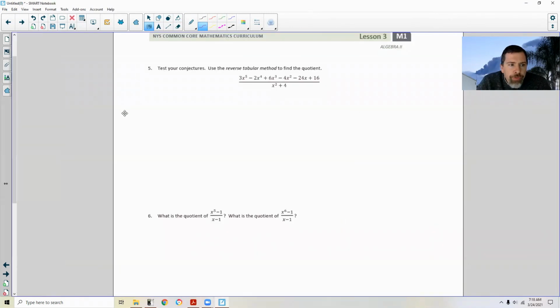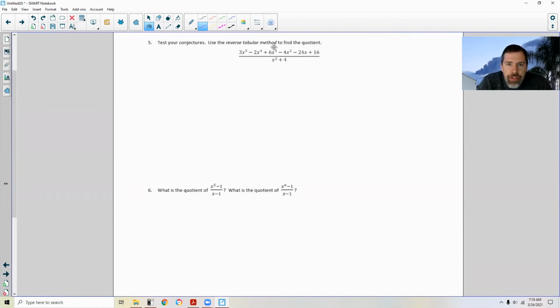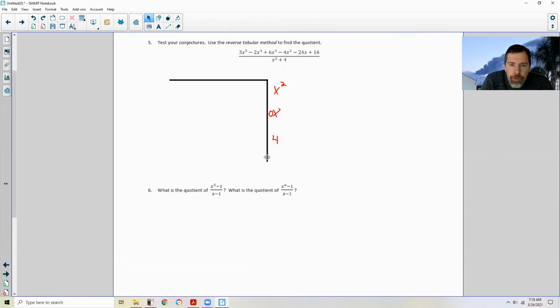All right, page 3. This is page 3. Now it says to test your conjecture. Use the reverse tabular method to find the quotient. So again, we're going to do this one more time, actually 2 more times. Anyway, so here is my table. And down the side, I am going to write x squared. Don't forget your middle term. Don't skip them. It's 0x and 4. Okay, so we're going to have 3. And then this helps set up our table. We know at least how tall it is.